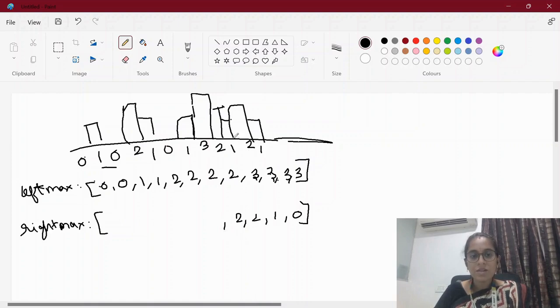From this position also the maximum height is 2. From this position the maximum height is 3, and from this position it is 3. Again everything becomes 3 here.